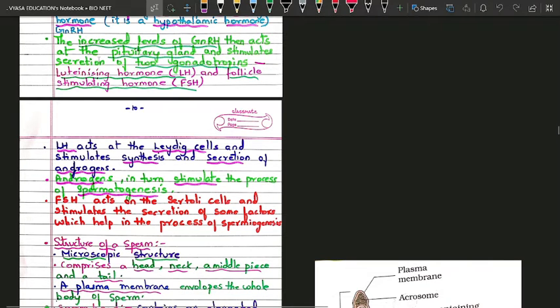FSH, these are very, very important. What does luteinizing hormone do? What does FSH do? FSH acts on the Sertoli cells and stimulates the secretion of some factors which help in the process of spermiogenesis. LH acts at the Leydig cells, just remember. Leydig cells help in synthesis and secretion of the androgens. FSH acts on the Sertoli cells and stimulates the secretion of some factors.